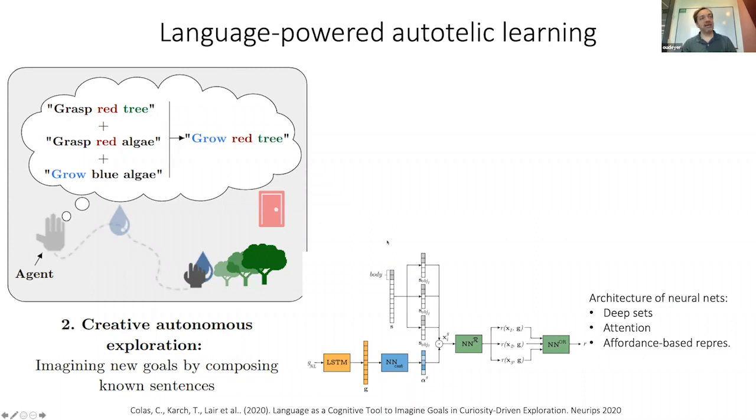And what's interesting is that by using certain kinds of architectures for neural networks with some form of modularity, for example, an agent has learned to say when a behavioral trajectory corresponds to grasp red tree, when it corresponds to grasp red algae, and when it corresponds to grow blue algae. Maybe it has learned that by examples provided by the social peer. Now it can generalize alone to guess when a trajectory corresponds to a new combination of those symbols. There are many neural network techniques that enable this form of generalization.